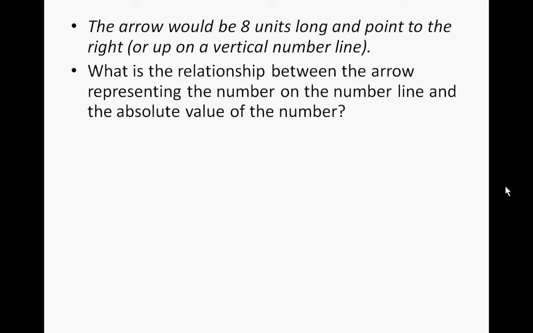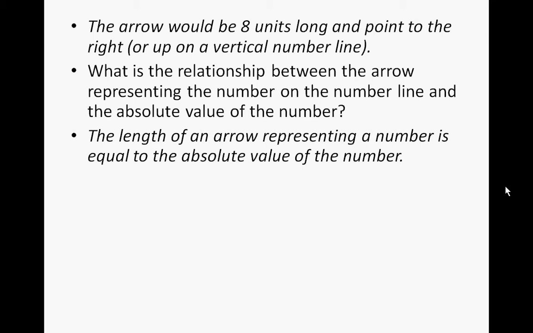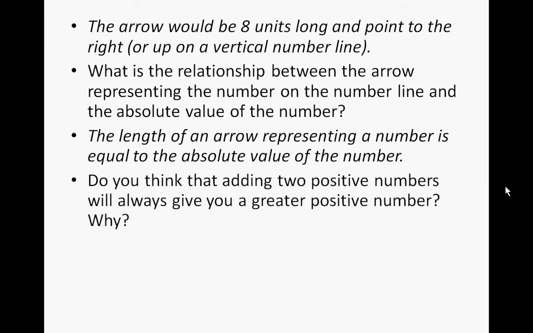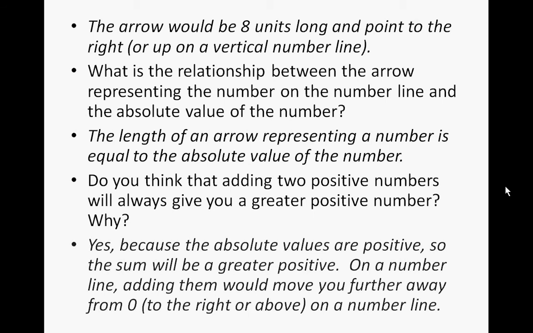So what is the relationship between the arrow representing the number on the number line and the absolute value of the number? Well, the length of an arrow representing a number is equal to the absolute value of the number. Notice how we're not talking about direction here. We're only talking about the length of the arrow. So do you think that adding 2 positive numbers will always give you a greater positive number, and why? Well, the answer to that is yes, because the absolute values are positive, so the sum will be a greater positive. On a number line, adding them would move you further away from 0 to the right or above on a number line.